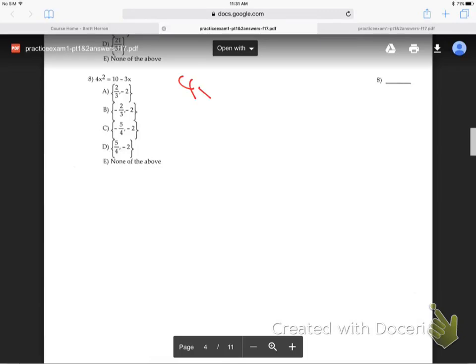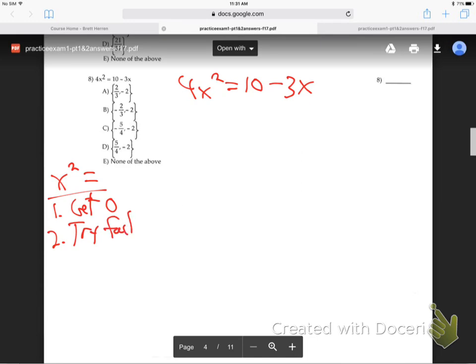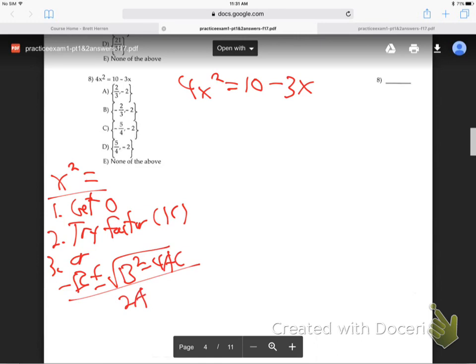Okay, so 4x squared is 10 minus 3x. How do we solve x squared equations? Do you remember? 0 on one side. Good, yeah. First step is getting a 0, huh? Second step is you can try to factor, which means like the parentheses. Or what else can you do? You can do the quadratic formula, negative b plus or minus the square root of b squared minus 4ac all over 2a. That whole thing. A lot of people like that better because factoring can be challenging.